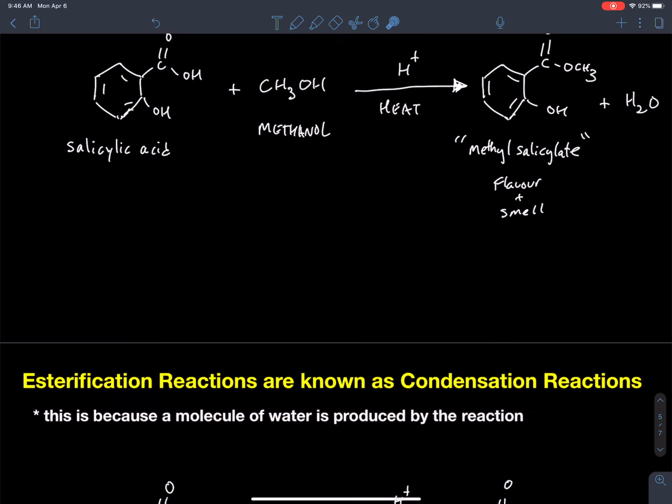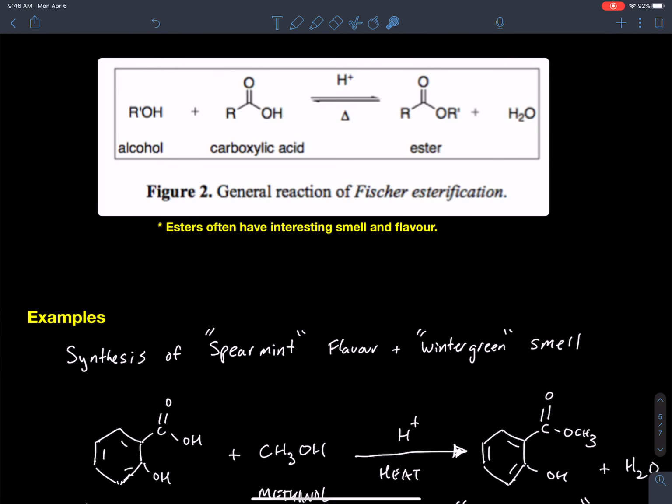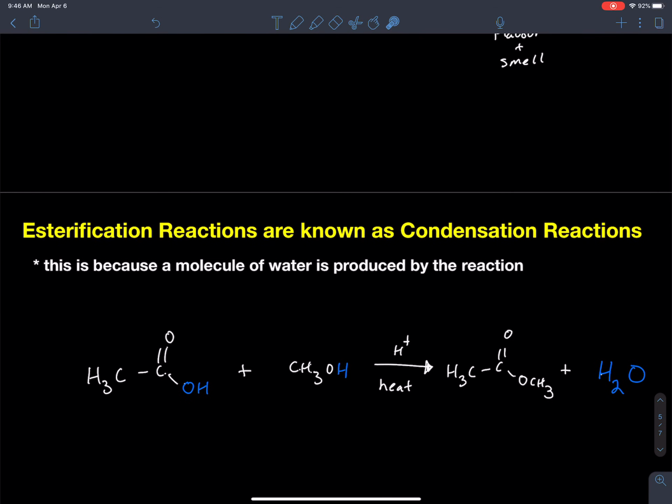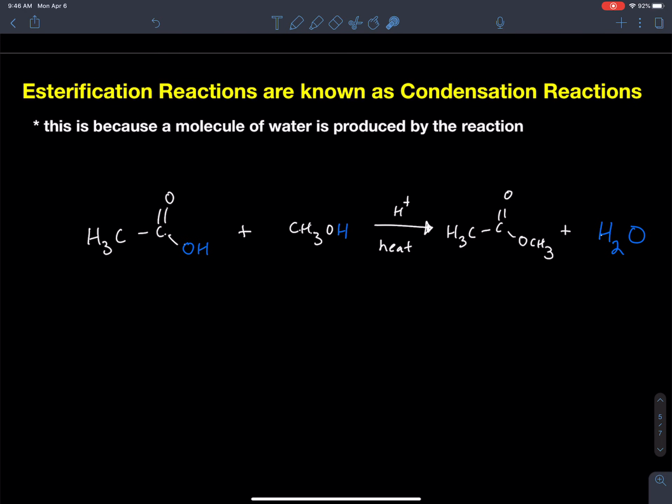Another way of talking about esterification reactions is to call them condensation reactions because we're producing water. That's because a molecule of water is produced by the reaction, and you can see that here. I've highlighted this OH group and that H; when the reaction happens, this OH and that H leave to form a molecule of water. As the reaction is happening, you will see water coming off of the reaction. That's why they're known as condensation reactions.